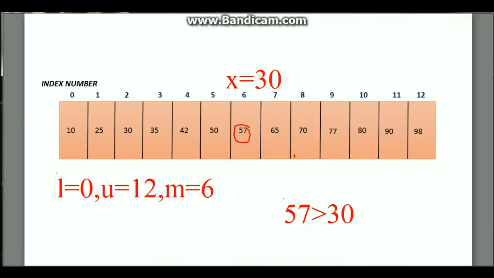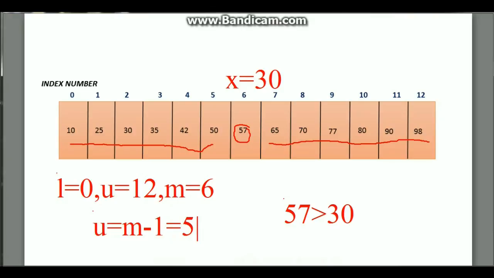So this means that you don't need this part now, because your 30 can never lie in the part of the array which is greater than your number. So now it's sure that it lies in this part of the array. So now you have to shift your upper limit. Your upper limit will become m minus 1, so it will become index number 5.